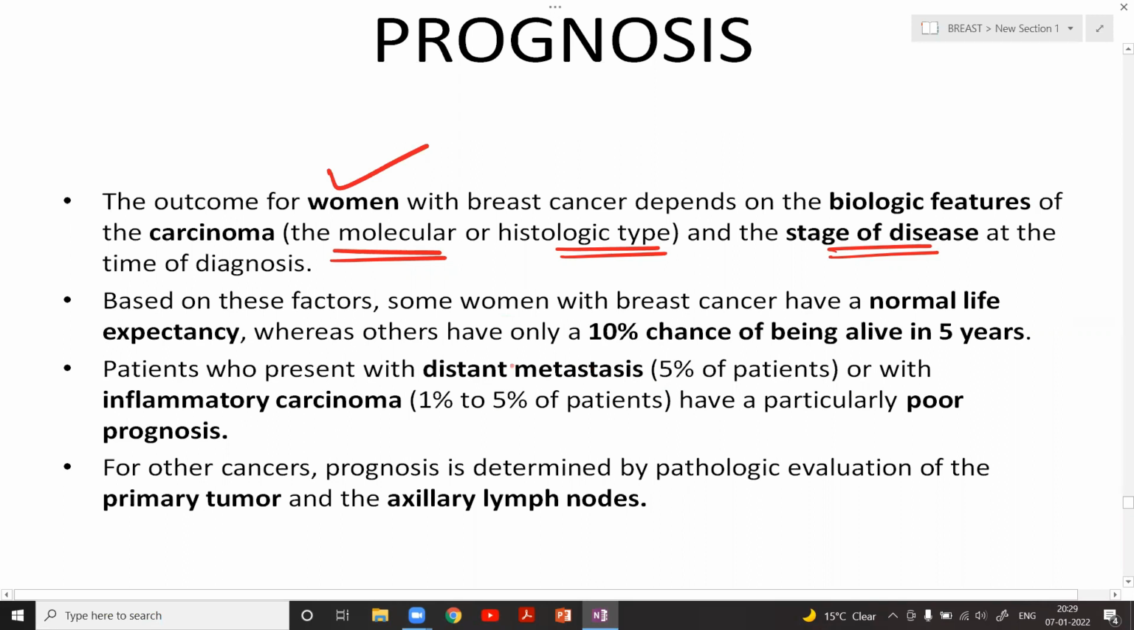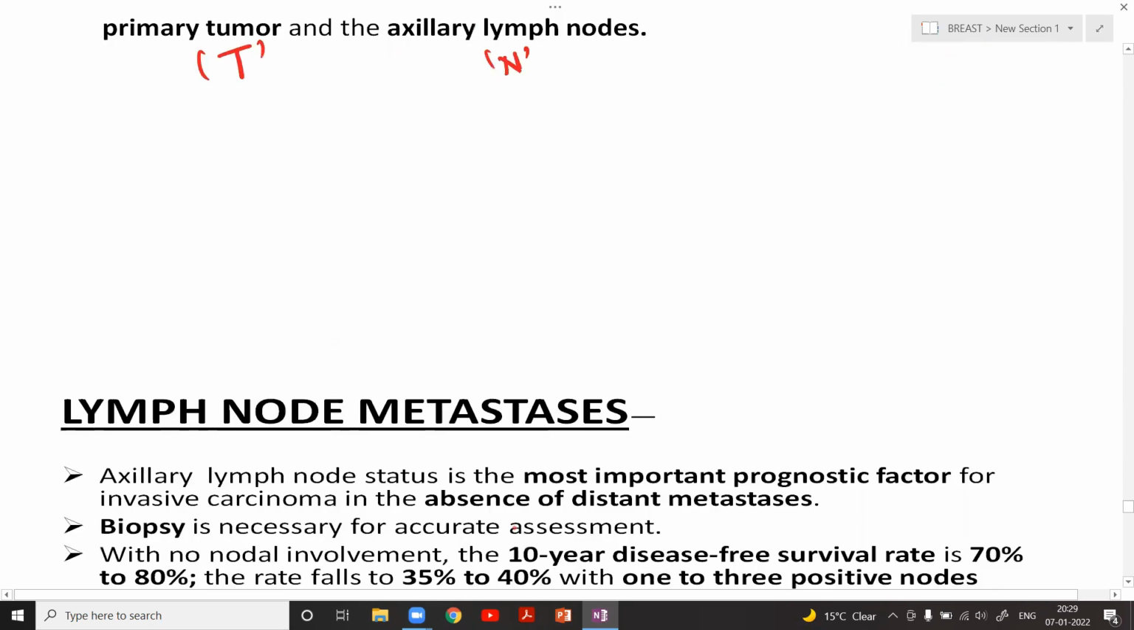Now, patients who present with distant metastasis or those with inflammatory carcinoma have a very poor prognosis. And very important, prognosis is determined by the T staging and the N staging that we are going to discuss later. What is the staging?